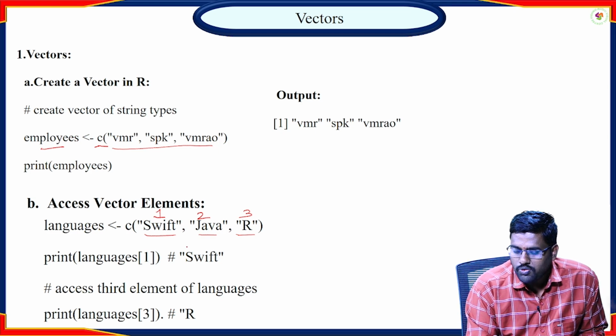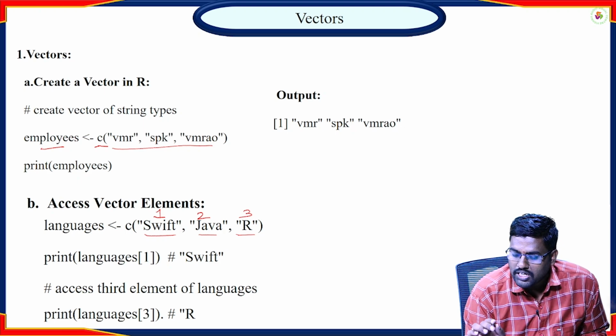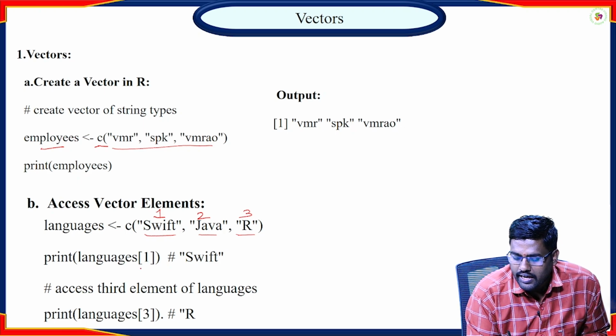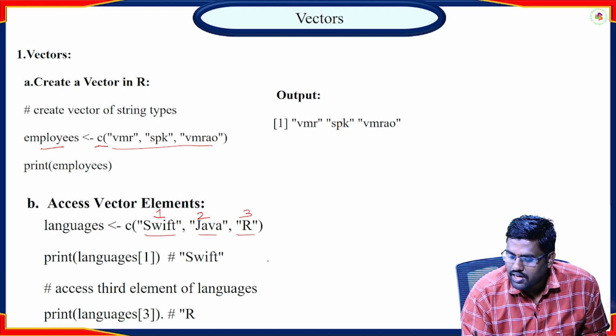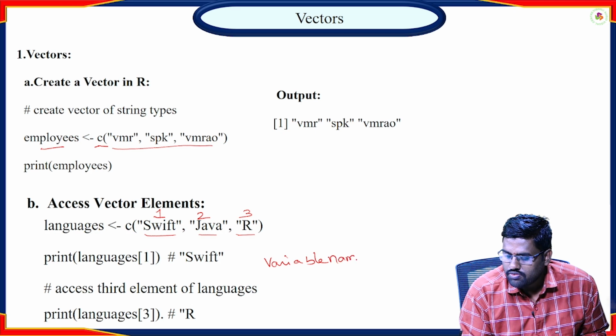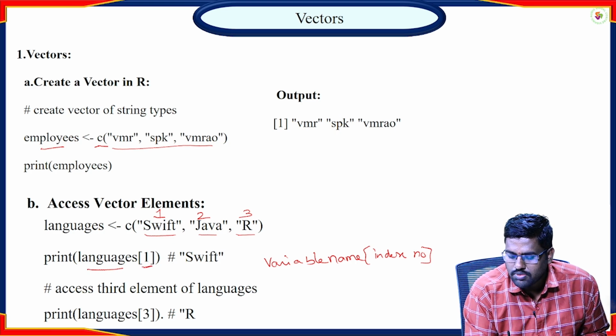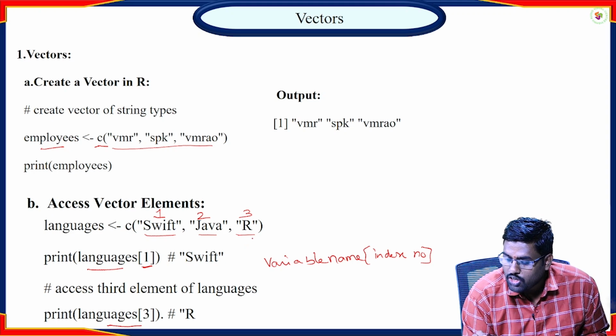Now in the second one, if I want to print a particular value from the given vector, we call the variable name of the index number. So our syntax is variable name of index number. Our variable name is languages, our index number is 1, so we call it like this. Languages of 1 means the particular value Swift will be generated. If you call languages of 3, it will print R. Like this the particular value will be printed.